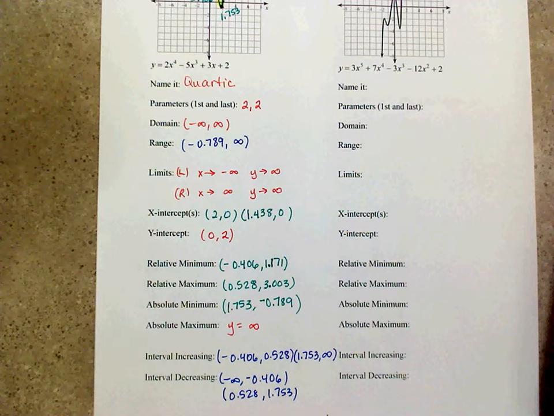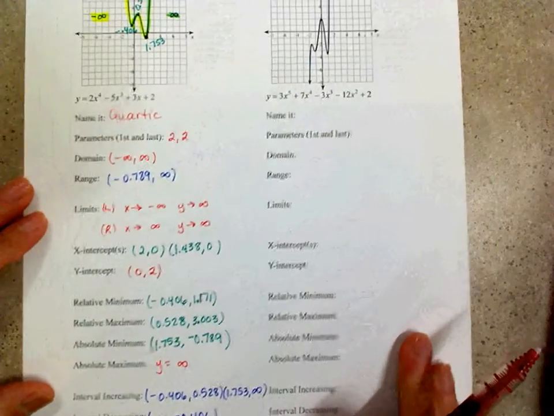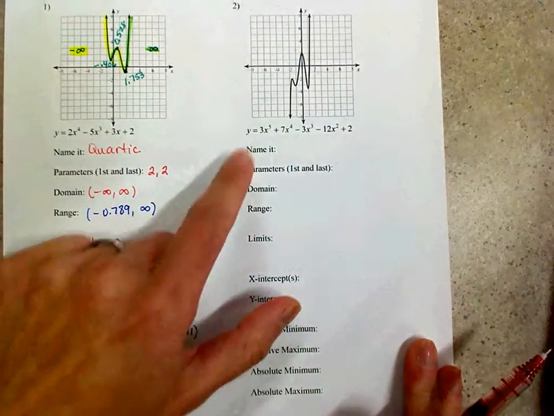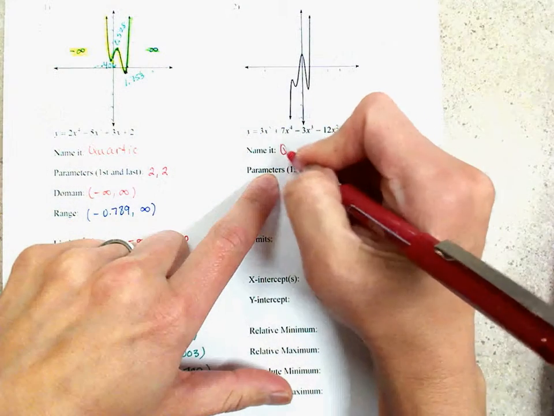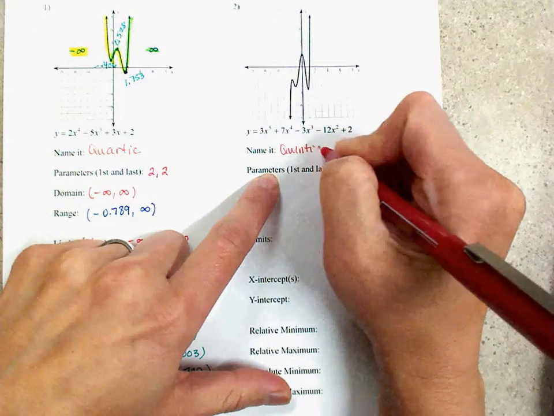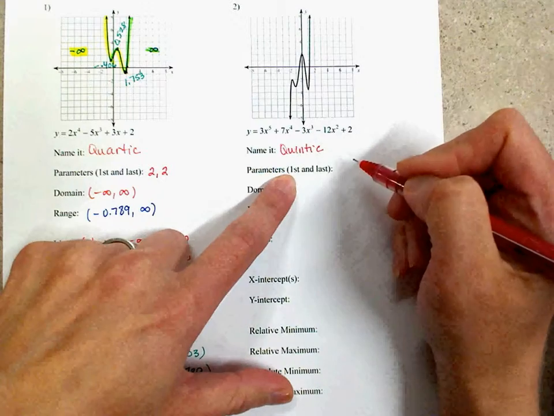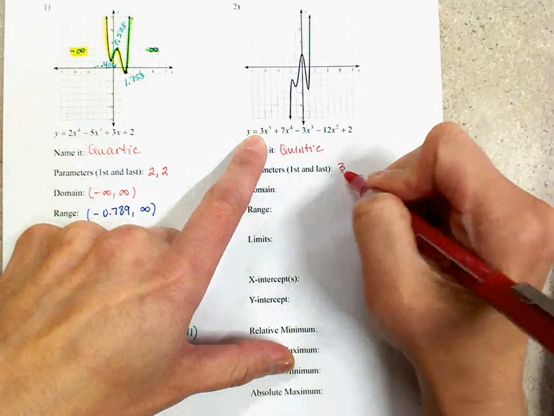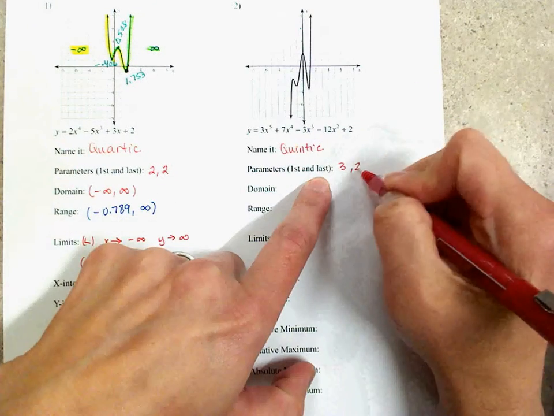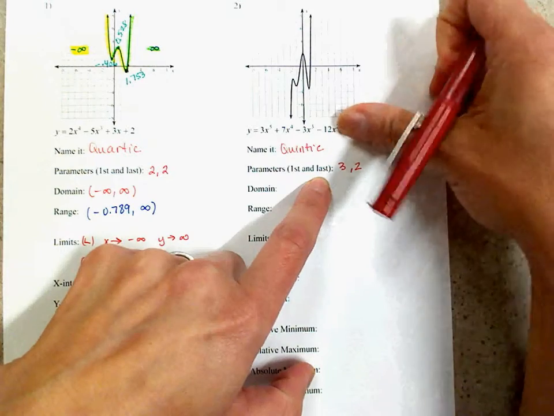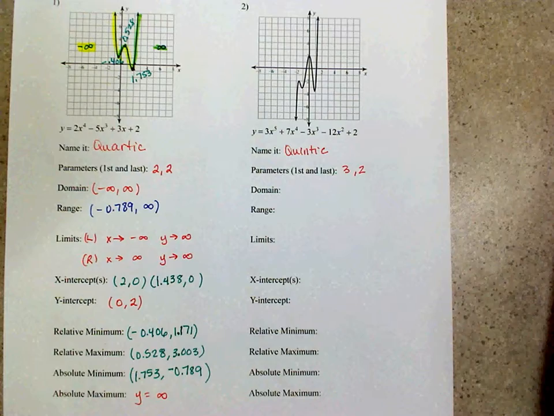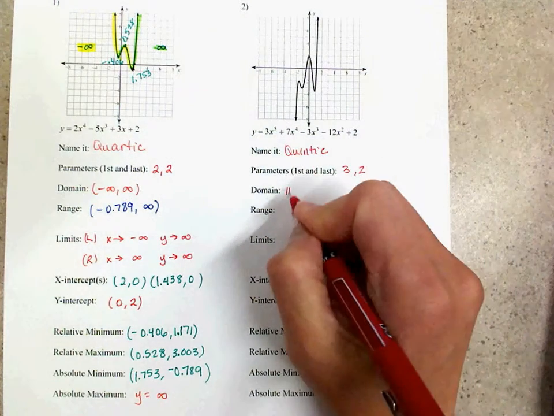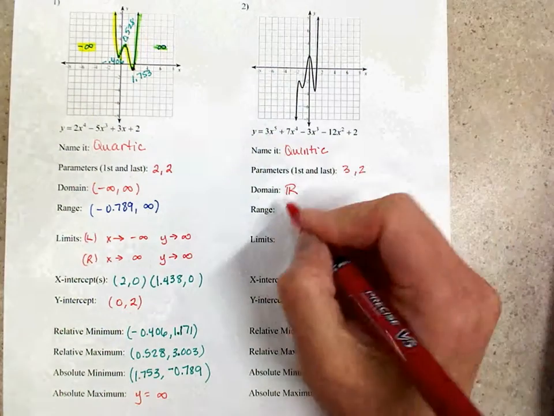Alrighty, let's go to number 2. Let's take a look at our graph. This right here, highest degree is of 5, so this is quintic. Okay? Your parameters, your first number is 3, your last number is 2. That's your constant. If this was not here, it would be 0. You have to have the constant. For a quintic, domain is all real numbers. Your range is always all real numbers.